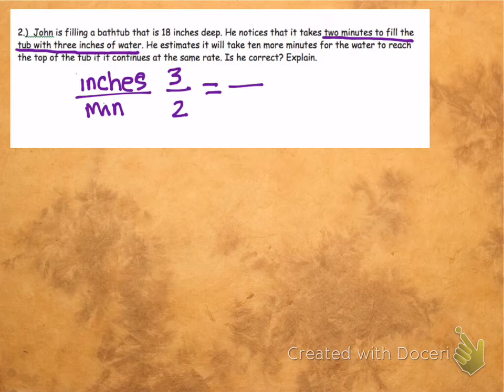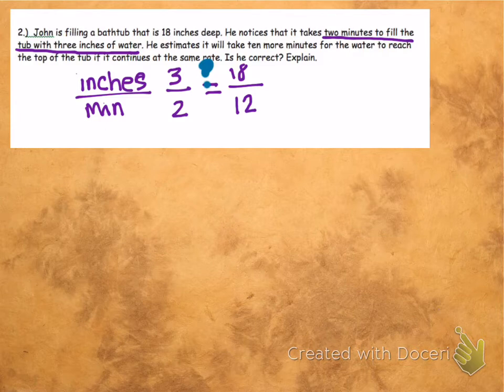So that means that he's estimating it will take 10 more minutes. So 10 plus the 2 that already passed would be 12 minutes. And the idea would be that it would fill to the top of the tub, and that's 18 inches. So we're questioning whether or not that would be equal. And so you really want to look at comparing that.